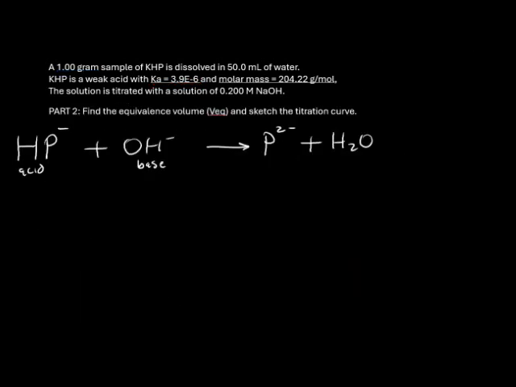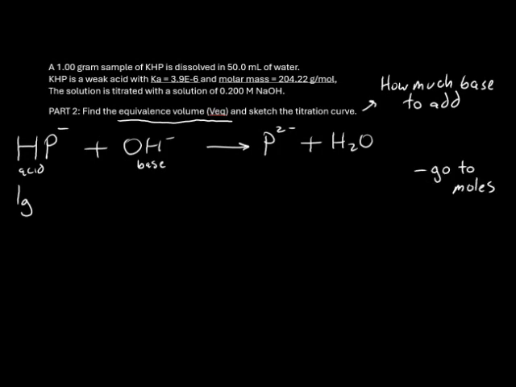Next, we can find the equivalence volume. When they ask you for equivalence volume, what they're really asking is, how much base do we have to add in order to reach the equivalence point of this titration? Let's keep in mind that we have 1 gram of KHP to start with, but we have to go to moles first.